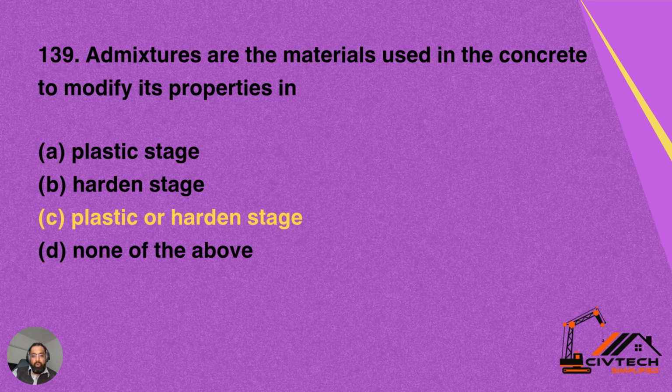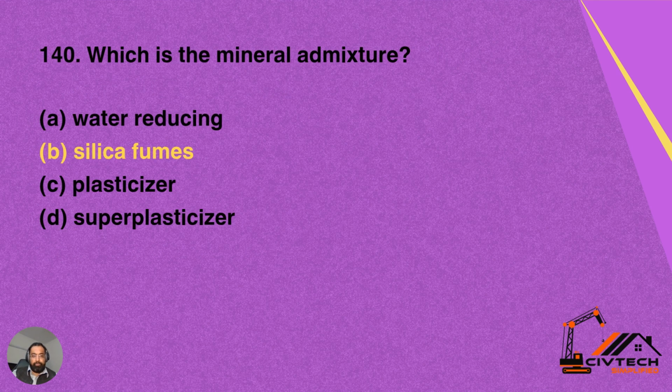139. Admixtures are the materials used in concrete to modify its properties in option A, plastic stage. Option B, hardened stage. Option C, plastic or hardened stage. Option D, none of the above. The admixtures are the materials used in concrete to modify its properties in plastic or hardened stage. Option C is the correct answer for this question.